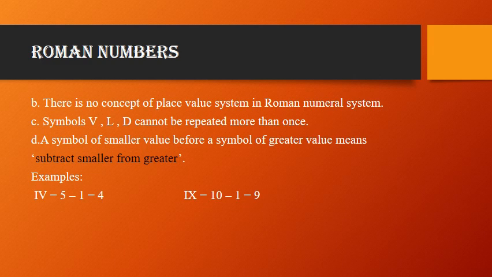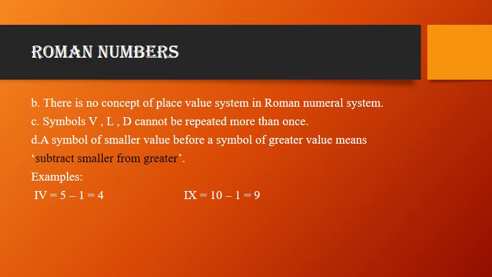We know now that means V is greater than I. Yes. And look, a symbol of smaller value. So here I is smaller than V. So I is written before the greater value V. Whenever a smaller value is written before a symbol of greater value, it means you need to do the subtraction. So children, I is smaller than V. So this is confirmed that we need to do subtraction.